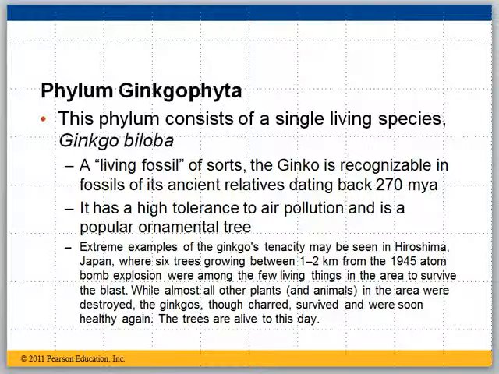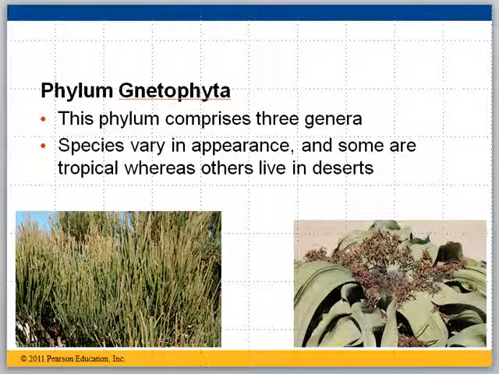The third phylum of gymnosperms we're going to take a look at are the Gnetophyta. The Gnetophyta is a varied looking set of plants. The phylum comprises 3 genera, and these plants don't really look much alike. They vary quite a bit in appearance. Some of them are tropical, others live in the desert, and really the way they were grouped together in this phylum was based on molecular data, because if you looked at these different plants that belong to this phylum, you wouldn't necessarily think that they belong together, but based on genetic and molecular data, they are very closely related.